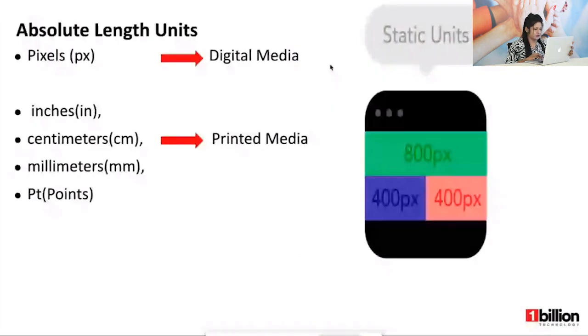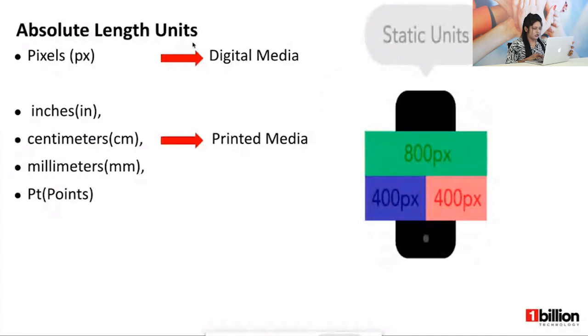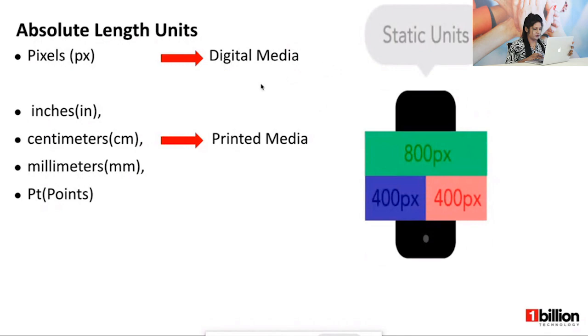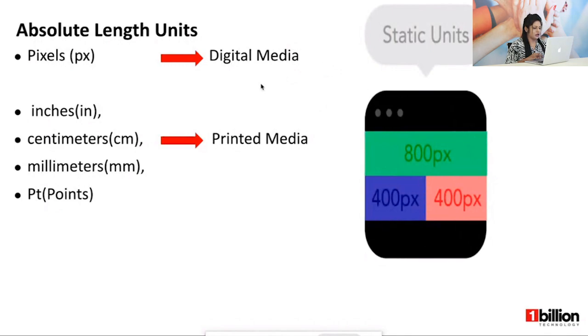Let's talk about the absolute length units. When we talk about absolute units, we mainly talk about the pixel. The other units are used for printed materials, and the pixel is used for digital media. Pixels are fixed units that offer precise control over element size on the page. The advantages of pixels are that they are easy to understand and implement, and suitable for fixed layouts. The disadvantage is the lack of scalability.